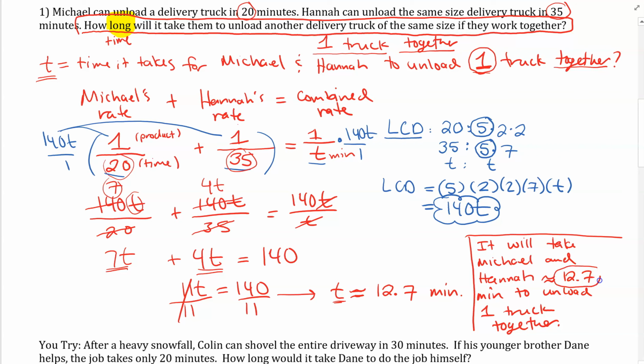So the moral of this story is working together saves time. That is if you're working with somebody who doesn't distract you. So keep that in mind as well.